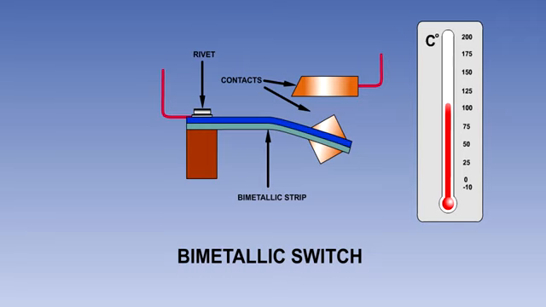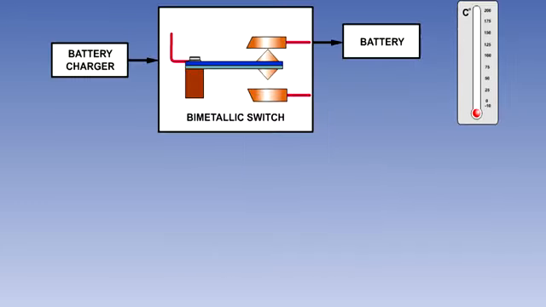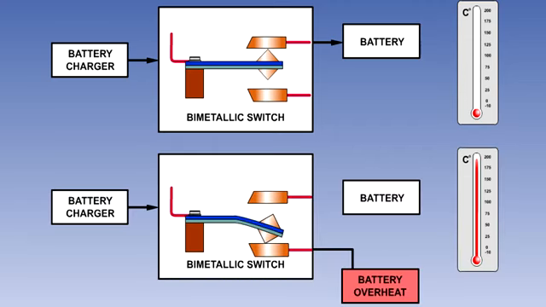When the switch is heated, the two metals will expand by different amounts, and the bimetallic strip will bend. This causes the contacts to open, breaking the electrical circuit. Bimetallic switches are often used in battery charging circuits. The switch is placed in close proximity to the battery to monitor its temperature. Should the battery temperature become excessive, the switch will operate to shut off the charging current and put on a warning light.